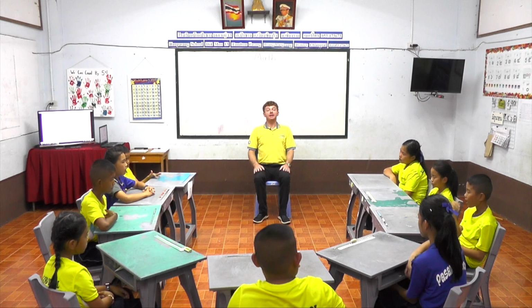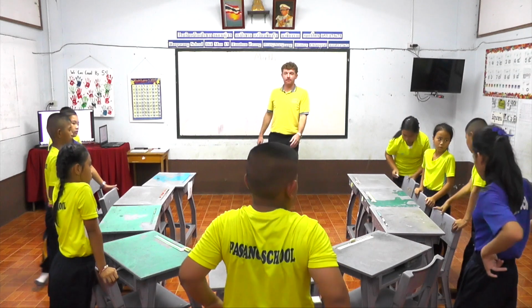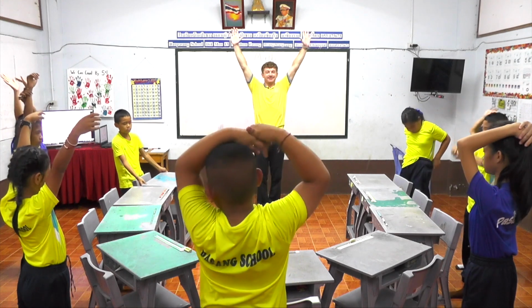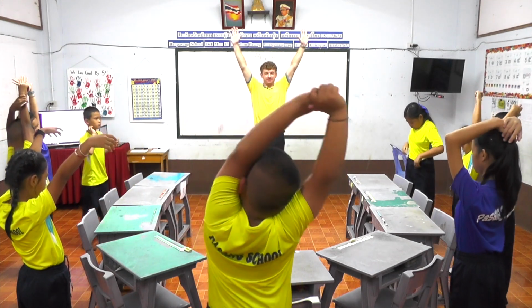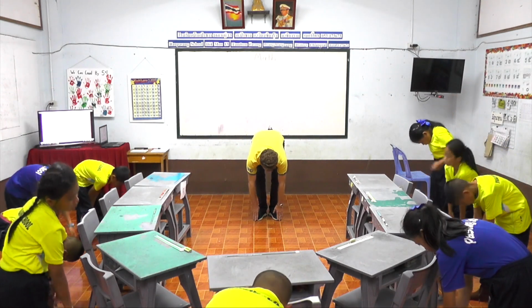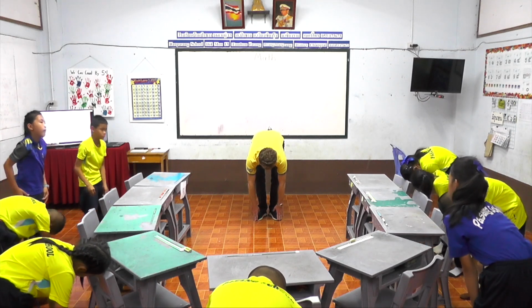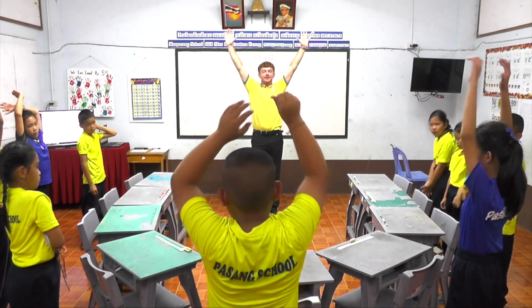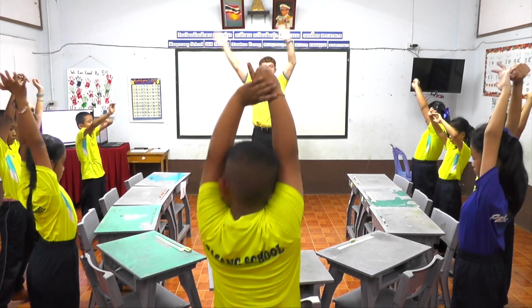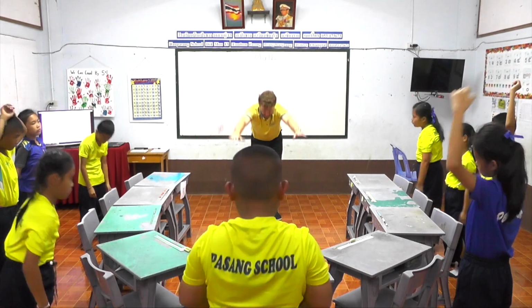Very good. And next we'll do our stretch sequence. So let's stand up and push in our chairs. And we'll begin by stretching up high to the sky. High as we can. And then let's go down and touch our toes. And now go back up high. And this time, can we go tippy toe high? And when we're there, let's have a wave. And then back down to touch our toes.